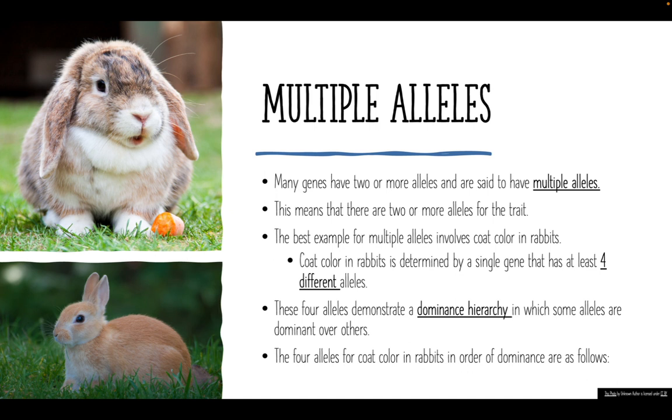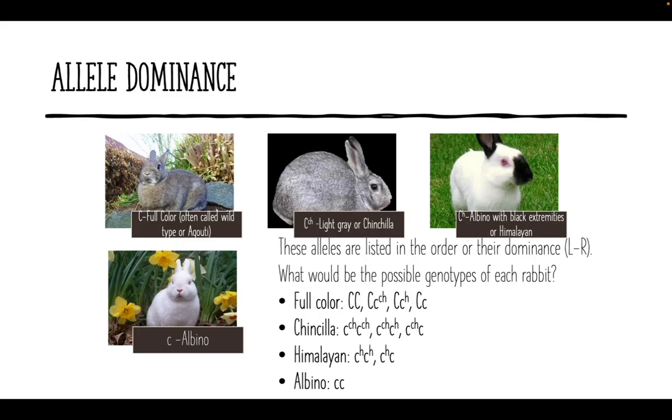And the 4 alleles for coat color in rabbits are as follows. Now, I know this looks tricky. Your 4 that you're looking for are in the little boxes. So C is full colored, often called wild type or agouti. CH is a light gray or chinchilla. Ch is albino with extremities, or Himalayan. And then the lowercase c is albino.